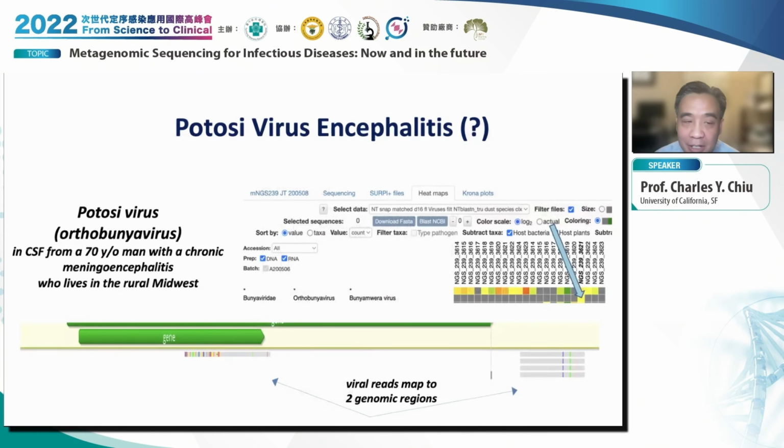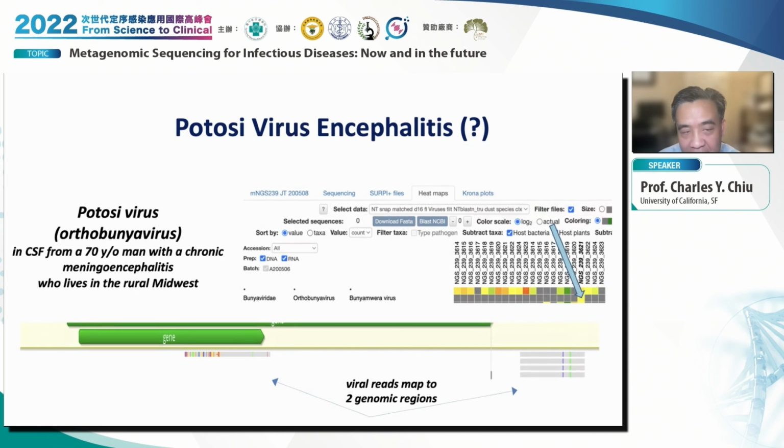I want to give you another example. This is an interesting case of a 70-year-old gentleman who presented with a chronic meningoencephalitis. He had symptoms that had persisted for 5 months. He lived in the rural Midwest and had been bitten by mosquitoes; his wife said that he had hundreds of mosquito bites.